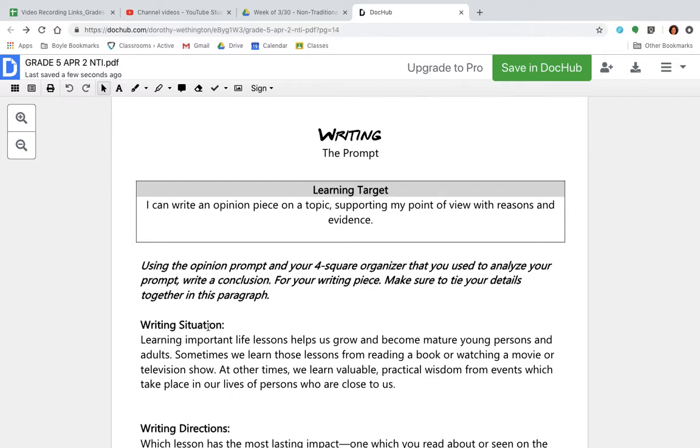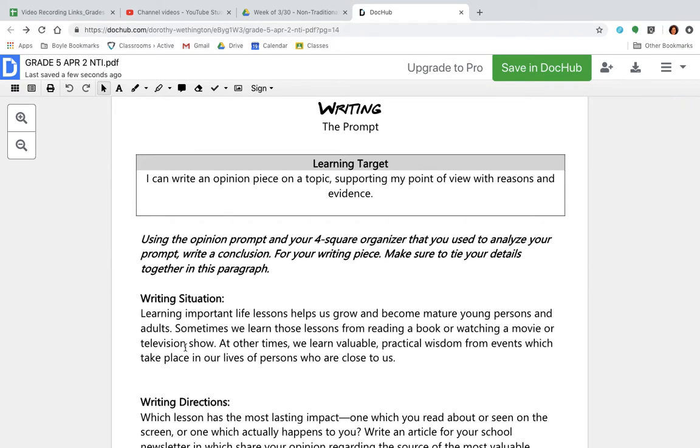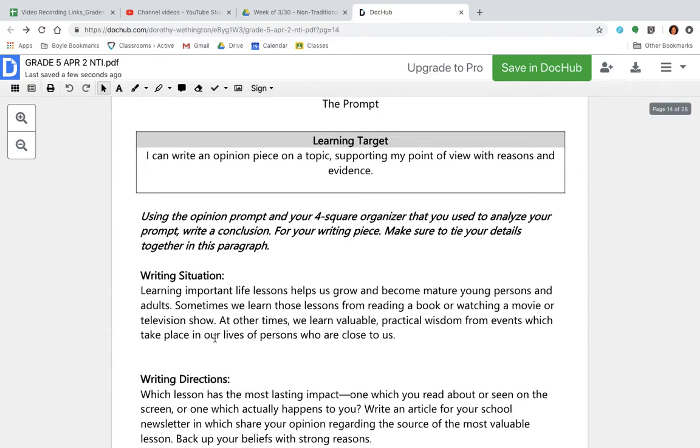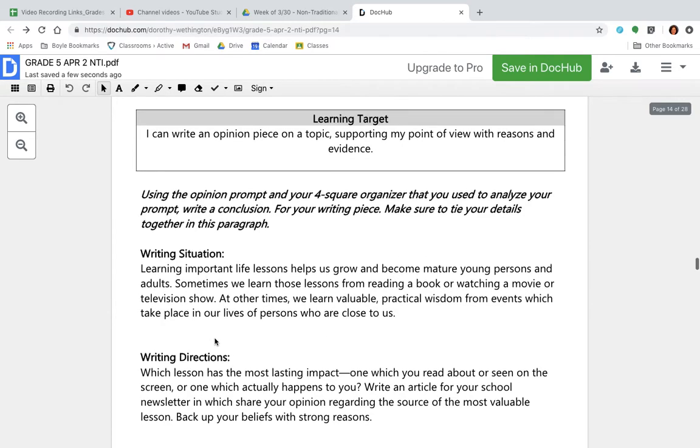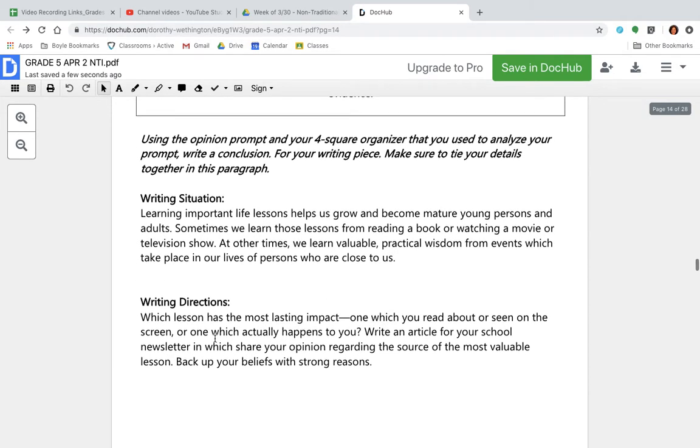Writing situation: Learning important life lessons helps us grow and become mature young persons and adults. Sometimes we learn those lessons from reading a book or watching a movie or television show. At other times, we learn valuable practical wisdom from events which take place in our lives or persons who are close to us.